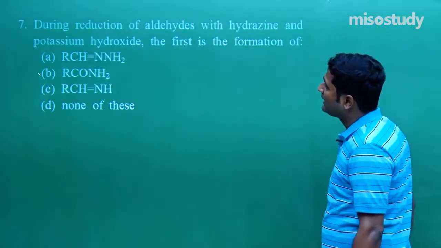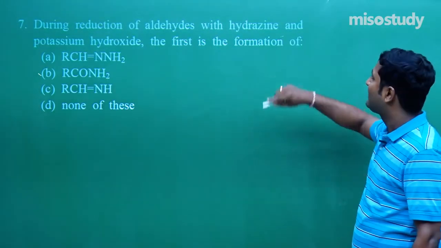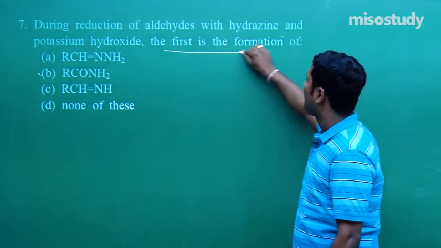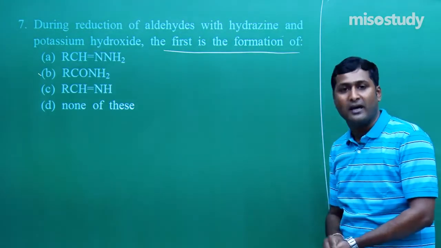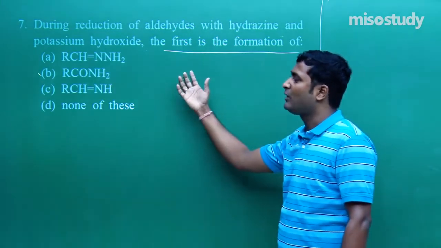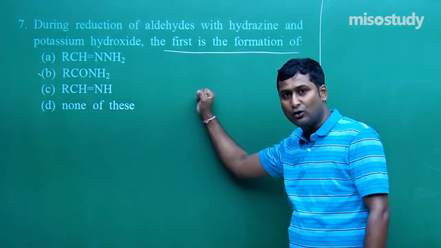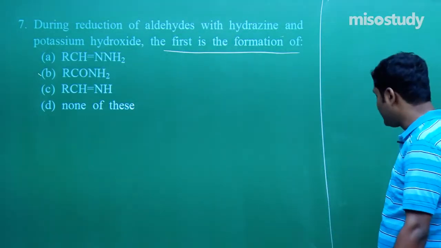Now look at this: during reduction of aldehyde with hydrazine and potassium hydroxide, the first is the formation of... I am leaving this question for you. Think on it, how to solve this question. This is one of the simplest questions. So read the question and try to solve it. Friend, tell me what the answer of this question will be.